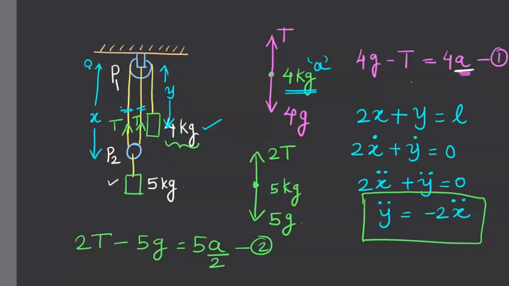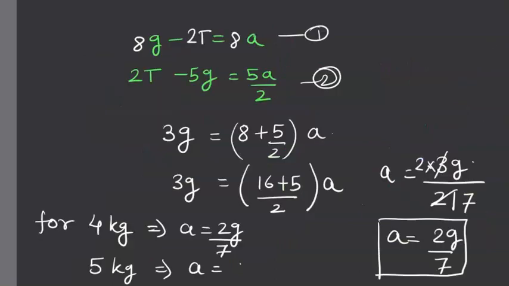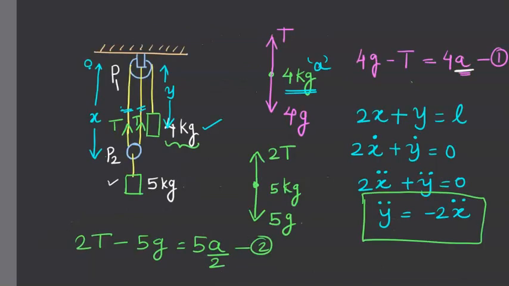And for the 5 kg block, it will be a by 2, right? So for the 5 kg block it will be a by 2, so that is g by 7. So the 5 kg block acceleration is g by 7 meters per second squared, and for the 4 kg block it is 2g by 7. So the 4 kg block is indeed going down and the 5 kg is going up.